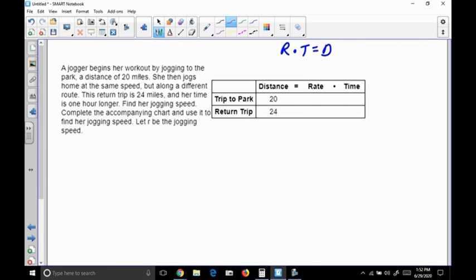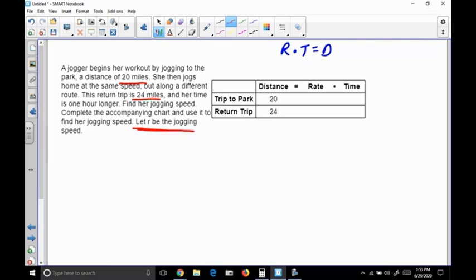So it says a jogger begins her workout by jogging to the park 20 miles. She then jogs home at the same speed but along a different route. This return trip is 24 miles. Her time is 1 hour longer. Find her jogging speed.